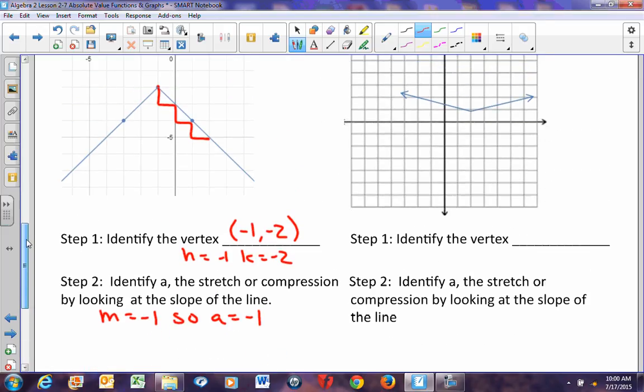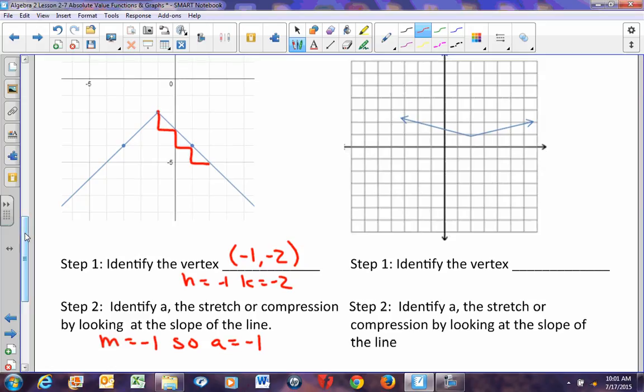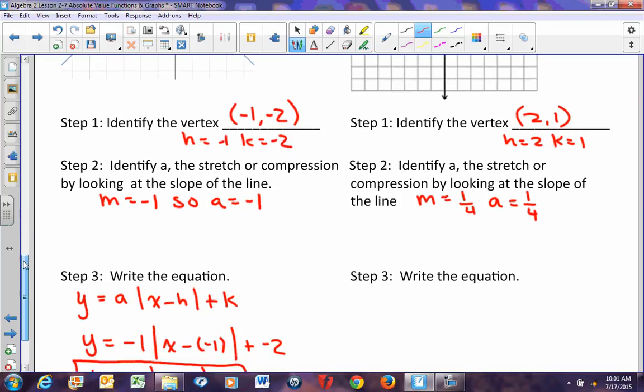So let's try one over here. Let's identify my vertex. My vertex is right here, which looks like it's 2, 1. So h equals 2, k equals 1. Now let's identify the stretch. If I look at this, I'm going up 1, right 4. So it's up 1, right 4, so my slope is 1/4. So a is 1/4.